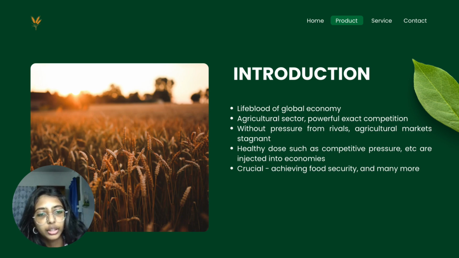Without the pressure of international rivals, local agricultural markets can become stagnant, inefficient, and unresponsive to consumer demands. So, by opening borders to trade, countries inject their agricultural economies with a healthy dose of competitive pressure, forcing domestic producers to improve, adapt, and specialize. This dynamic process is crucial for achieving food security, fostering sustainable practices, and ensuring the long-term viability of the farming industry.